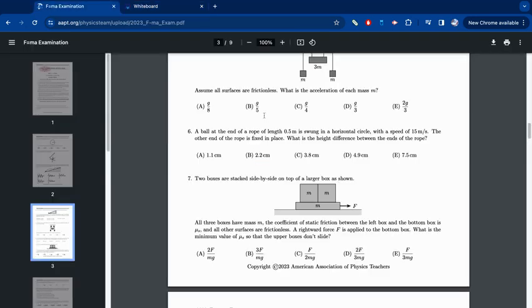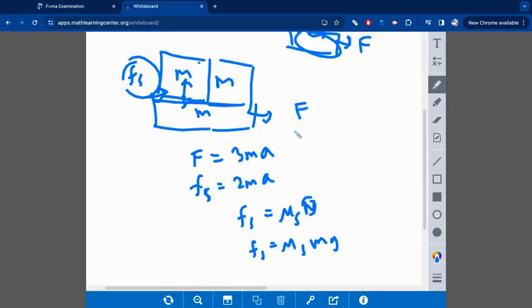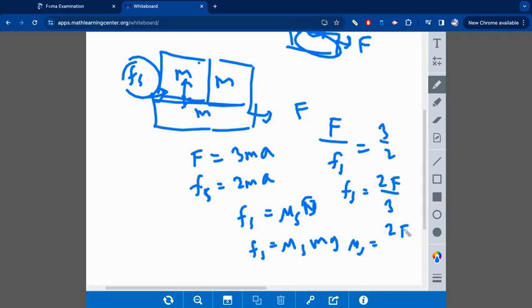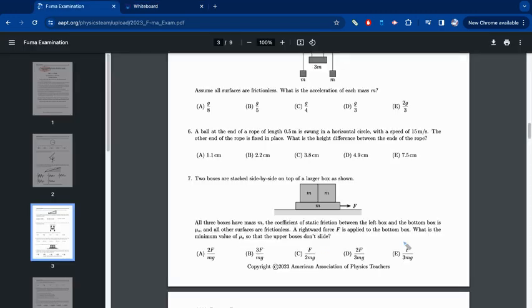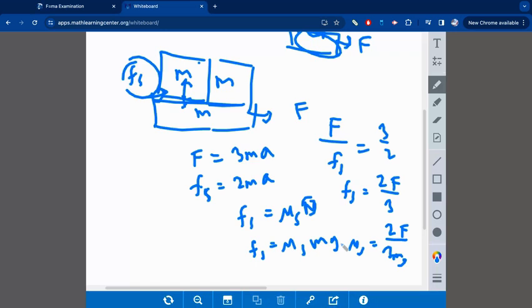If we're solving for mu s in terms of F, we can divide these two equations to get rid of a. So we get 3 over 2, which means that fs is simply 2F over 3. And so mu s is 2F over 3mg, which gives us d.